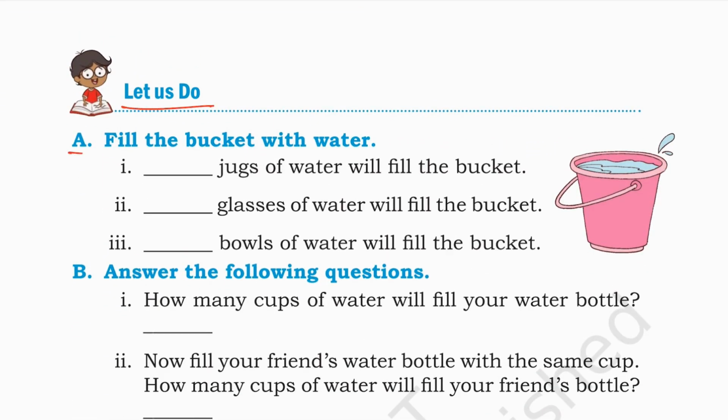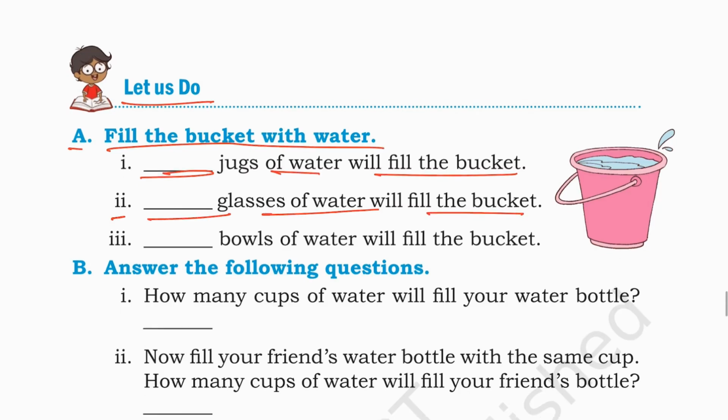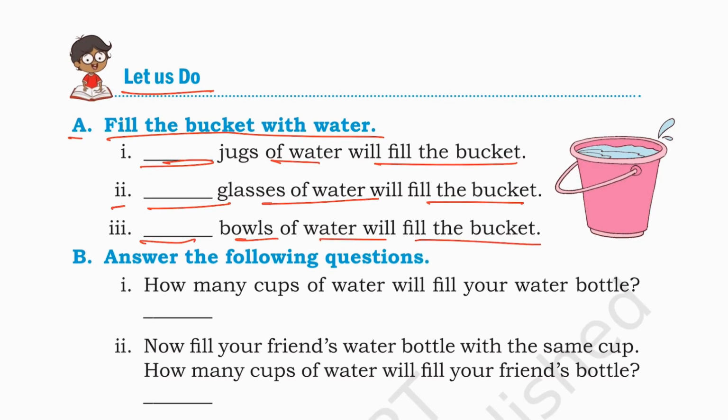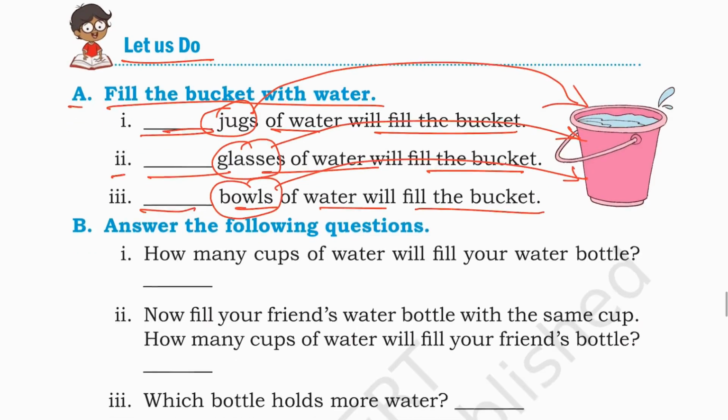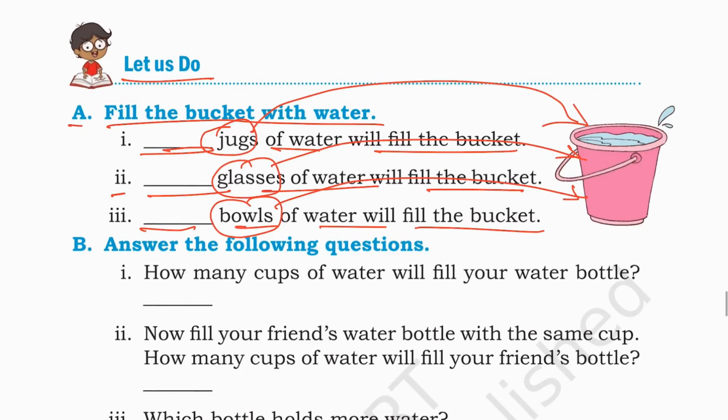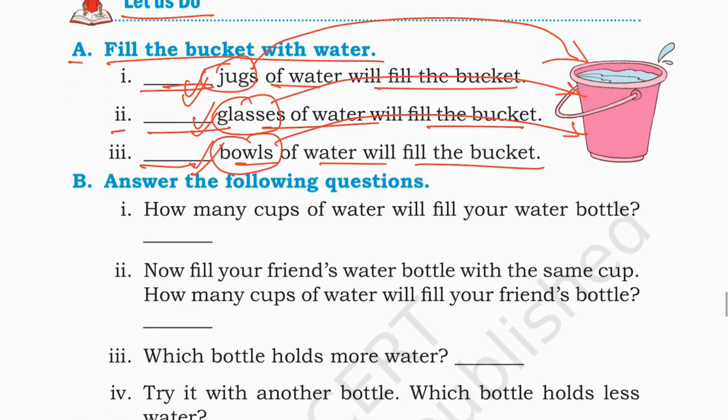Let us do. A, fill the bucket with water. Dash jugs of water will fill the bucket. Dash glasses of water will fill the bucket. Dash bowls of water will fill the bucket. You have to pour the water from jug to this bucket, using glasses to this bucket, using bowls to this bucket, and write the number of jugs, glasses and bowls here.